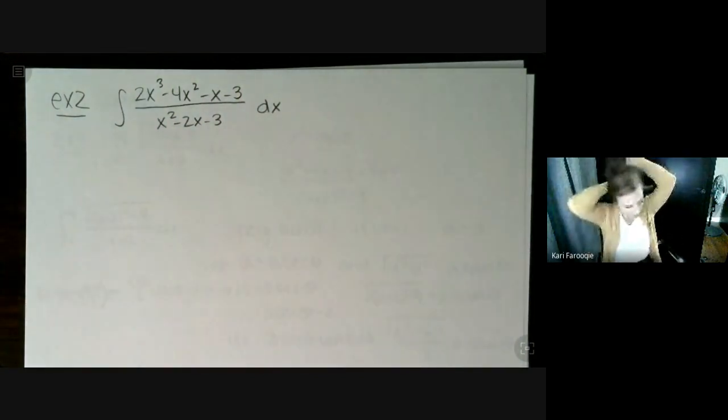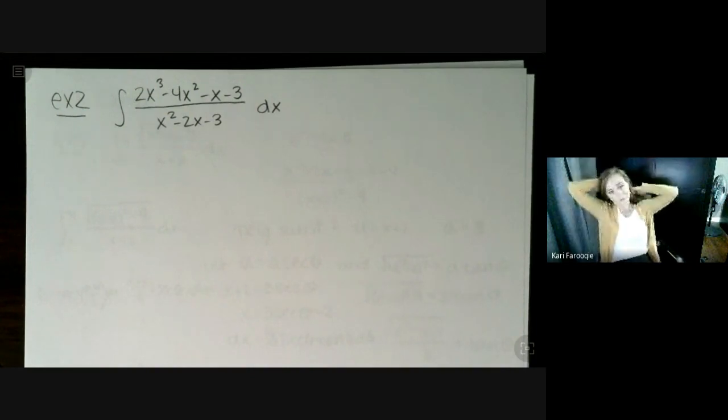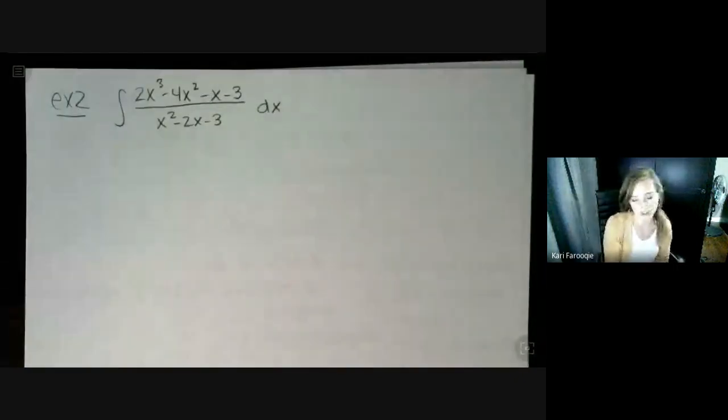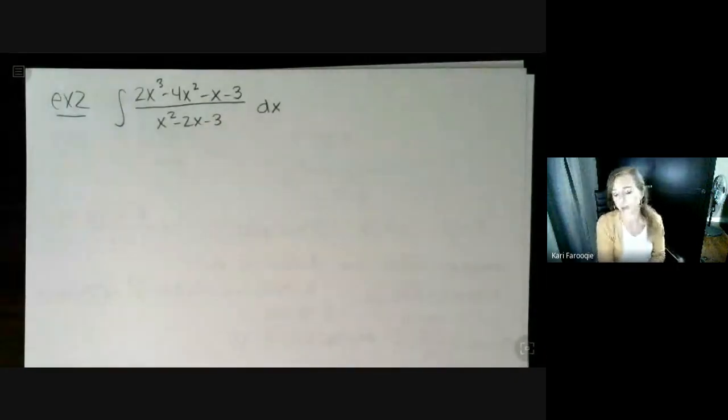Now, some books in Calc 1 talk about integrals of this form, where the degree of the numerator is greater than the degree of the denominator. Some of them don't, and this book doesn't, and it's very frustrating because the first time you see that is, I believe, in this section.